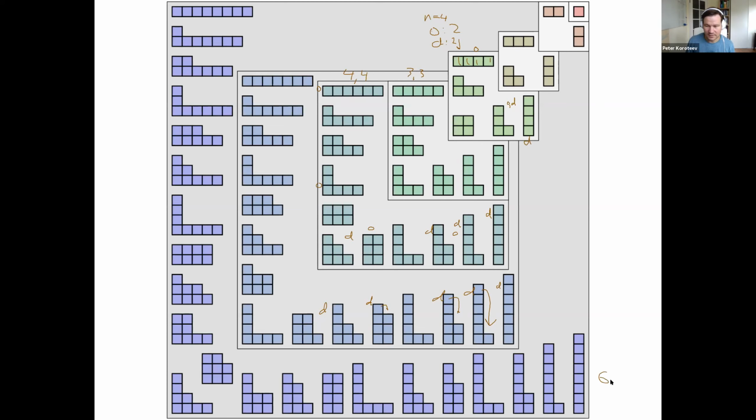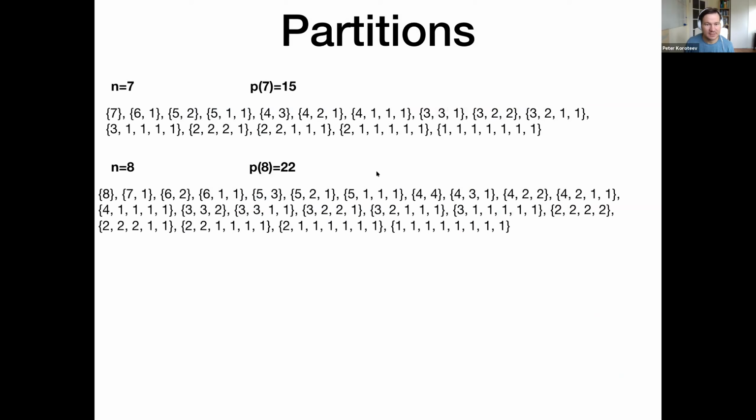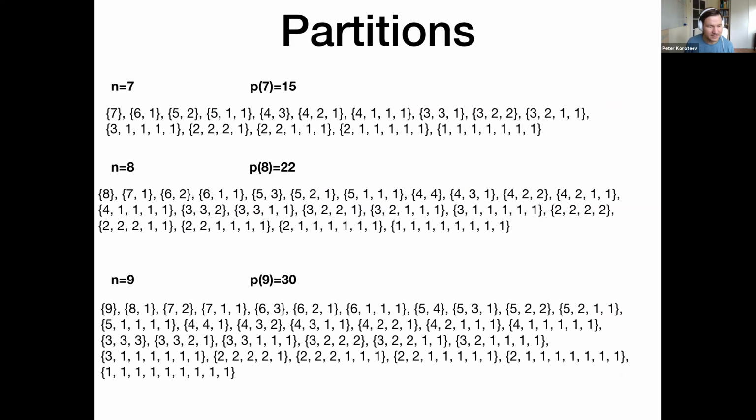Again, for 8 it goes 6, 6. So do you see the pattern? What's going on? The numbers are equal, right? So why is this true? Let's try to understand. Just for fun, let's do one for 9.